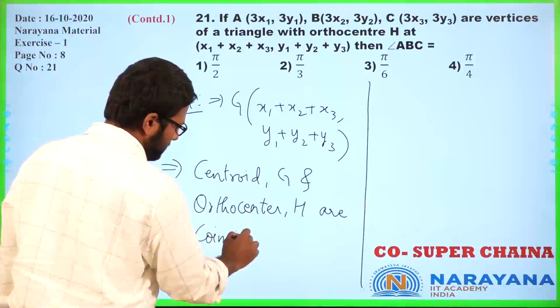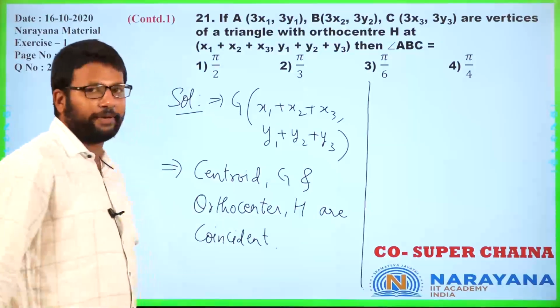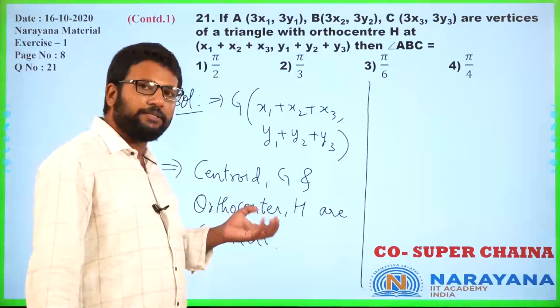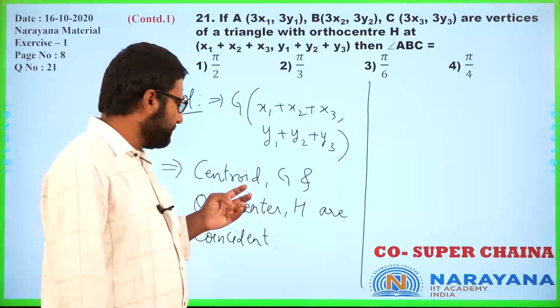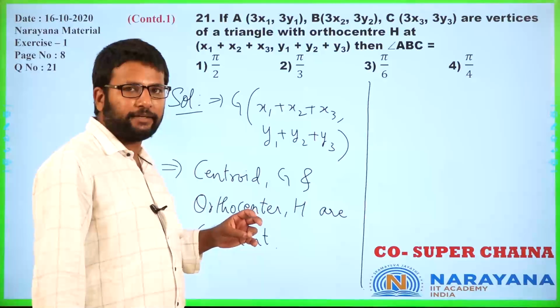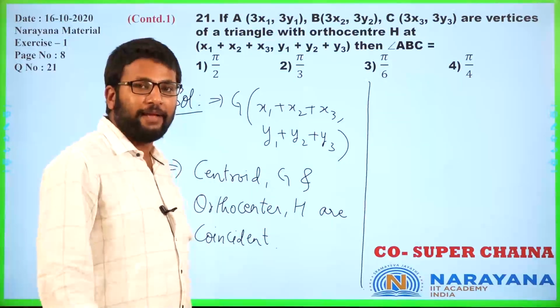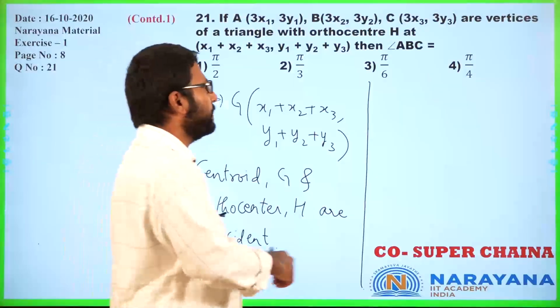Now something special is definitely happening. What is special? In general, between centroid, orthocenter, circumcenter and incenter, if any two are coincident, you can just go ahead and say it is an equilateral triangle. But why should that happen? Let us take a look.